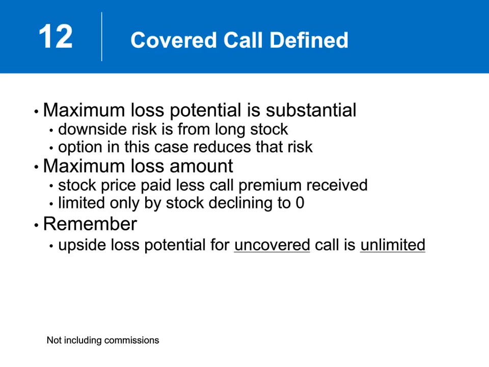On the risk side, on the potential loss side, let's talk about that a little bit. As the slide says, maximum loss potential is substantial. And that's because our break-even point, as we just discussed, is the stock price minus the premium taken in with the short call position, giving us the covered call. So if we sell a call for 50 cents, we get 50 cents of downside protection. We sell a call for $3, we've got $3, and so on.